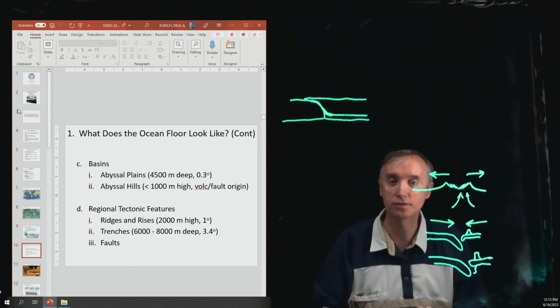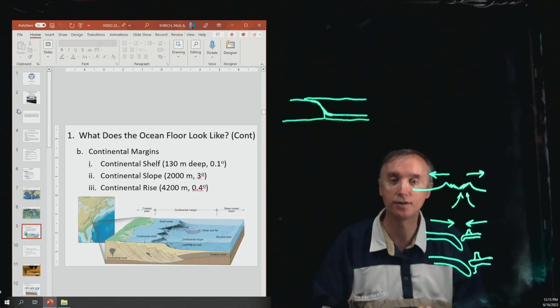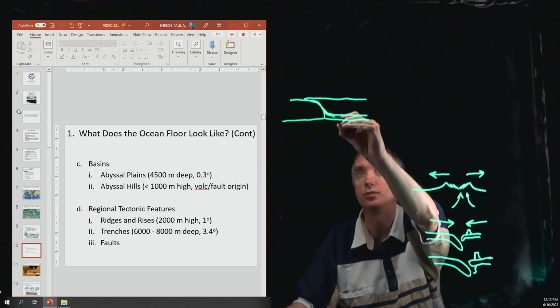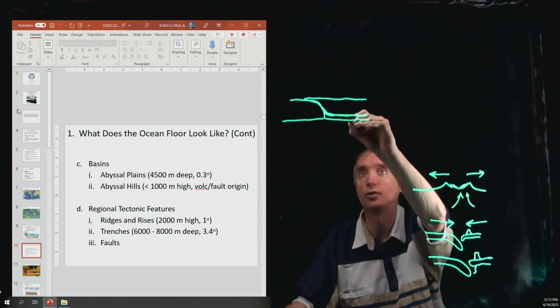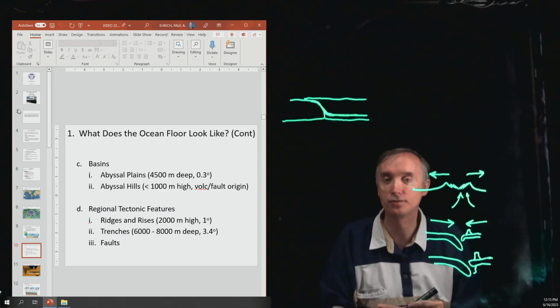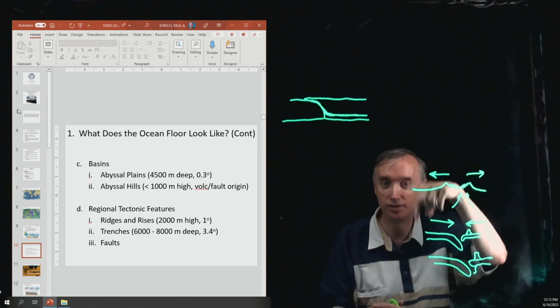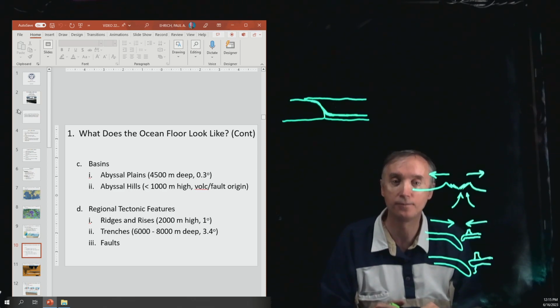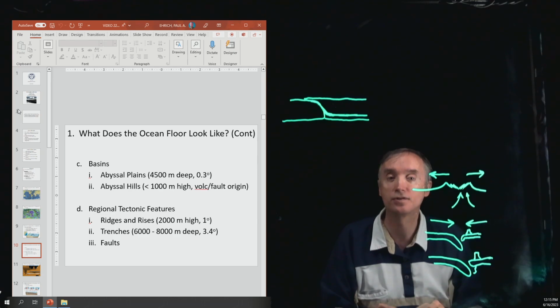Okay, so what happens next? Once we get off the continental margins, the next part of the ocean is the basins. You're going to have the abyssal plains, which is the bottom of the ocean floor, excluding the trenches, and it's about 4,500 meters deep. So that's about 4.5 kilometers down. It's extremely deep. This is approximately where the Titanic is located. And notice it is very flat, 0.3 degrees is the slope down there.